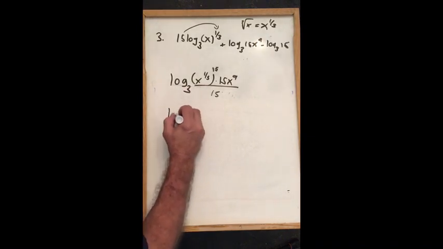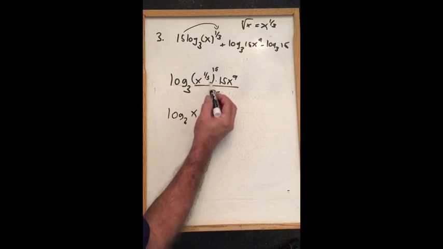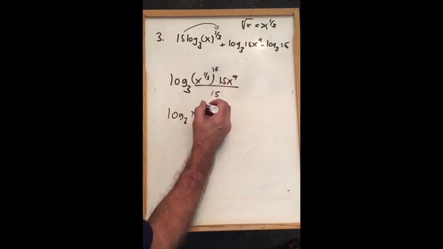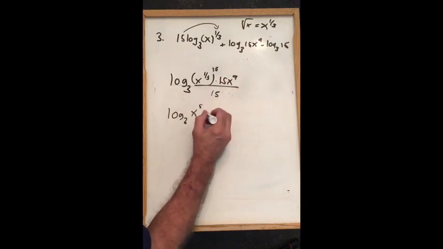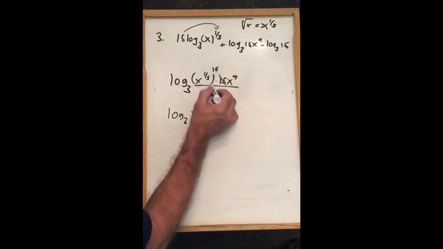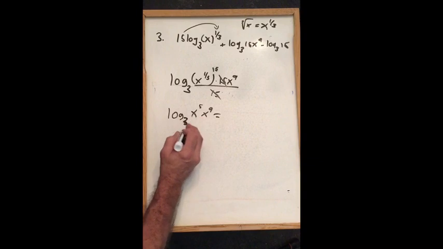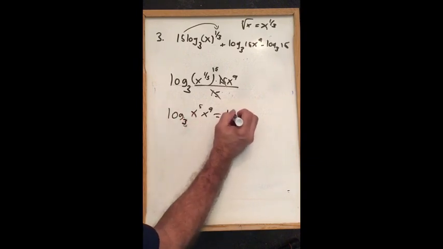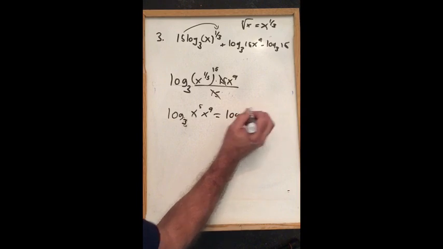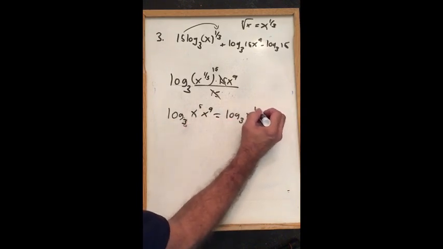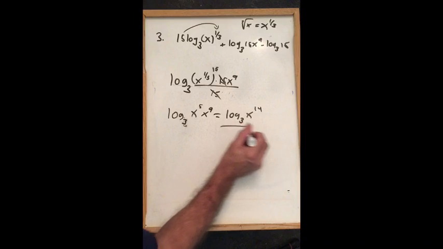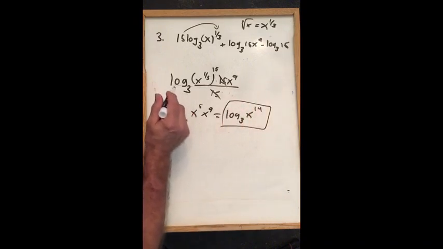Cleaning this up, I have log base 3 of x to, well, 1/3 of 15 is 5. I have an x to the 9th. Notice this 15 cancels that 15. And this is a 3. Very bad handwriting, sorry. Now I can simply say this is log base 3 of x to the, well, what's 5 plus 9? 14. And there's your answer for number 3.